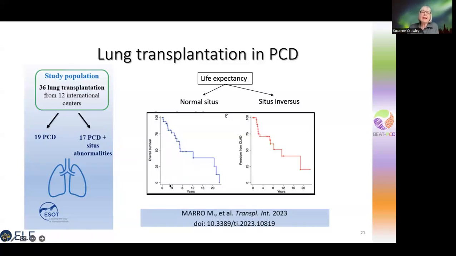And this is life expectancy. This might seem a bit scary. This is 100%, so everybody surviving. And this is time along here, years, from 0 to 20 years. After 8 years, 50% of people were still alive. And for lung transplantation, that is pretty good and equivalent to other causes of the need for lung transplantation, such as cystic fibrosis or other serious lung diseases. And it's not much different for situs inversus.